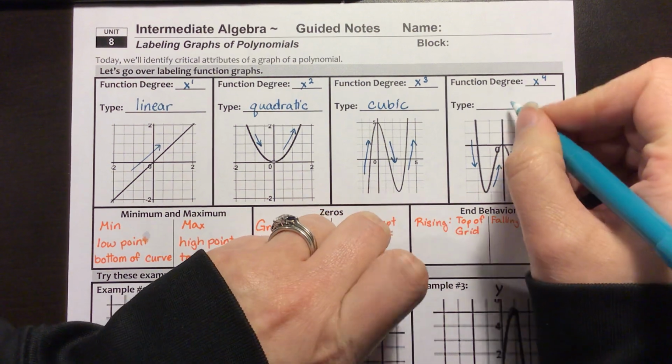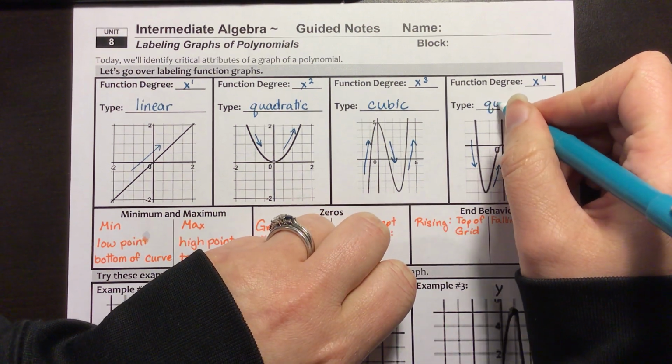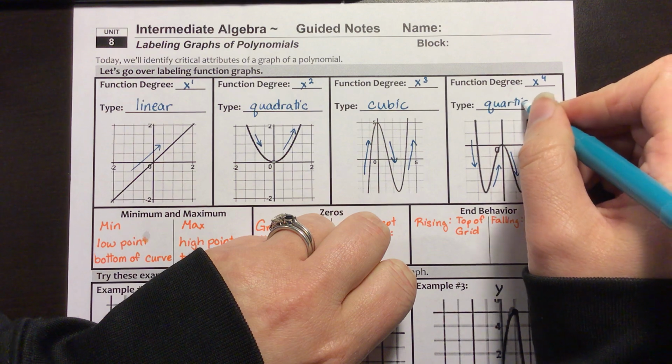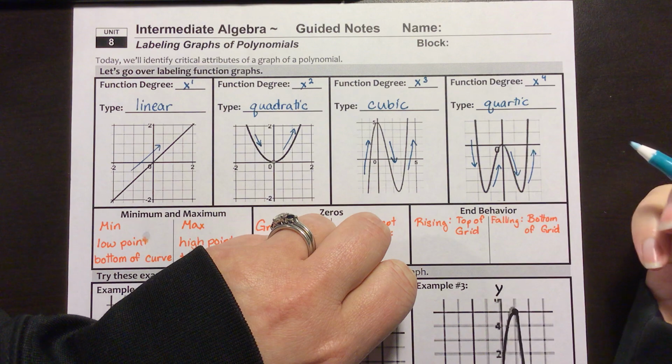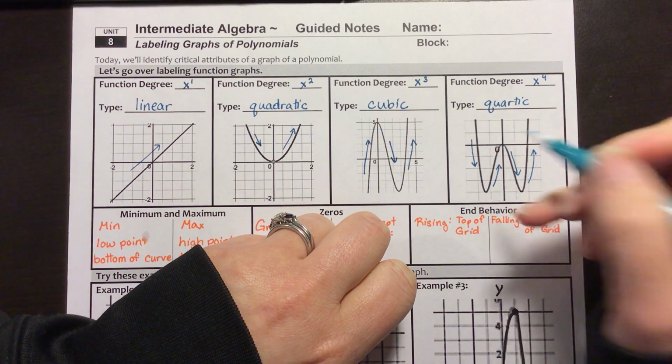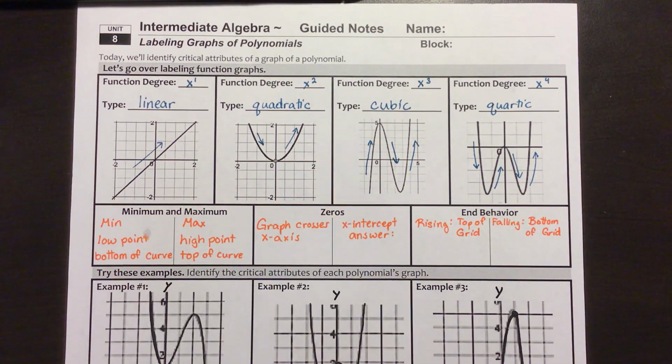There's a fancy word for x to the fourth. It is called quartic. Quart, like there are 4 quarts in a gallon of milk. There are 4 quarters in $1. There are 4 quarters in a basketball game or a football game or whatever. All right, so important information.